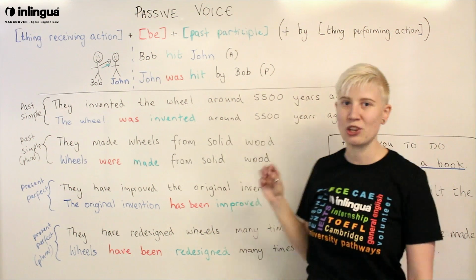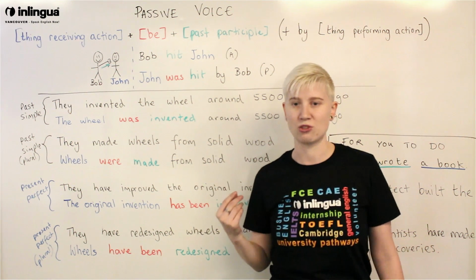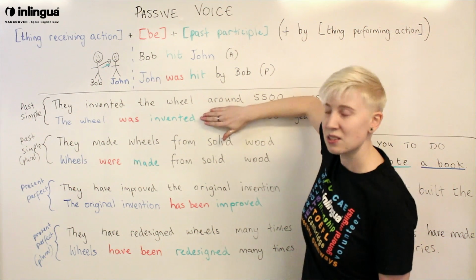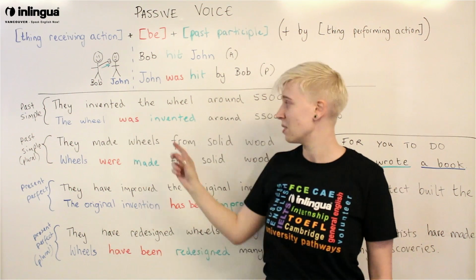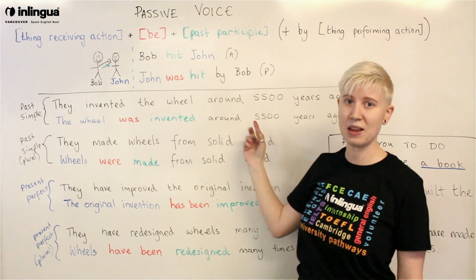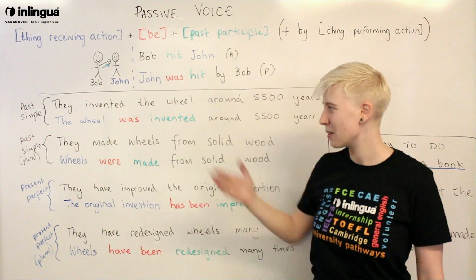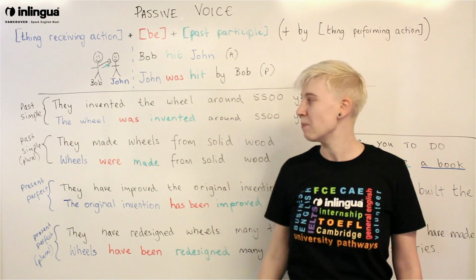This extra information in black here means that it's not necessary to the grammar of the sentence structure. We can remove this and still have a correct passive voice sentence. But this does not have very much information in it at all. So we want to know when the wheel was invented. We put that information at the end. Okay, nice and easy to start with. Let's look at another form of the past simple.